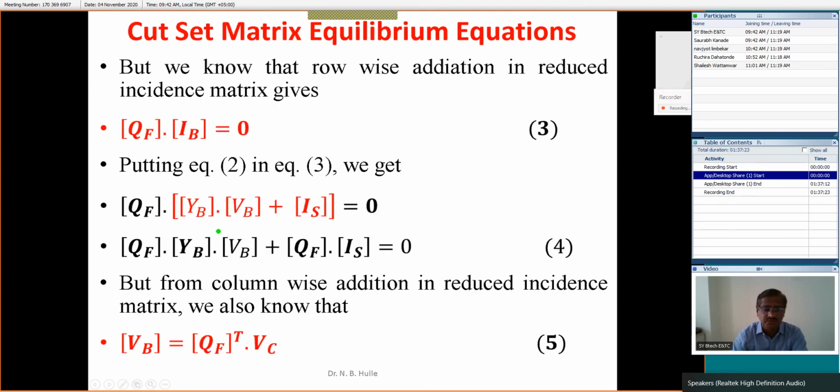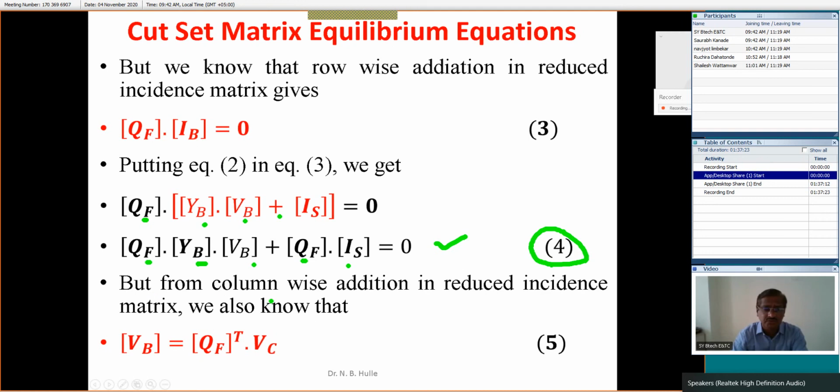The same thing which I have taken here: YB VB plus IS, which is equal to 0. Do the multiplication: QF into YB into VB, plus this QF into IS. This multiplication will be equation number 4.